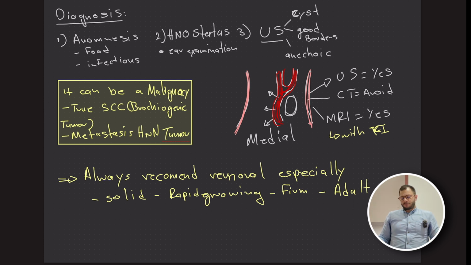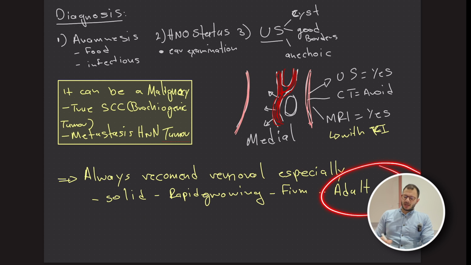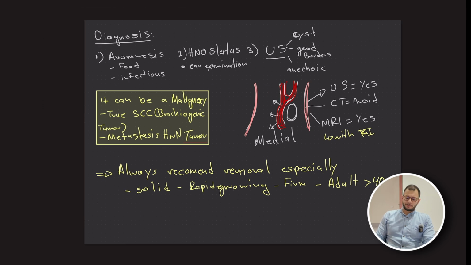Now, I will always recommend that patients remove branchial cleft cysts for one single reason. They can either be metastases from head and neck tumors, or, in less than 1% of cases, a tumor occurring inside a branchiogenic cleft cyst will be a true squamous cell carcinoma. They're also called branchiogenic tumors. If it's solid, rapidly growing, firm to the touch, and you see it in an adult more than 40 years old, these are all red flags for you to act quickly.